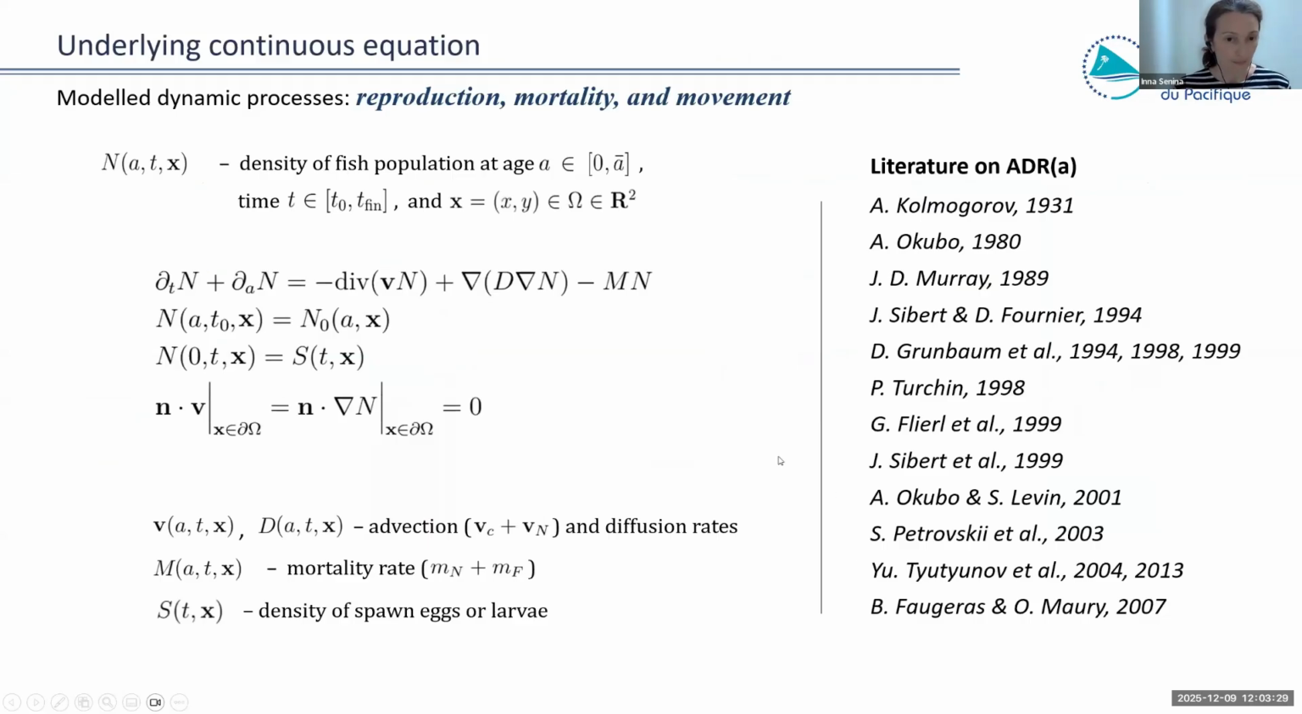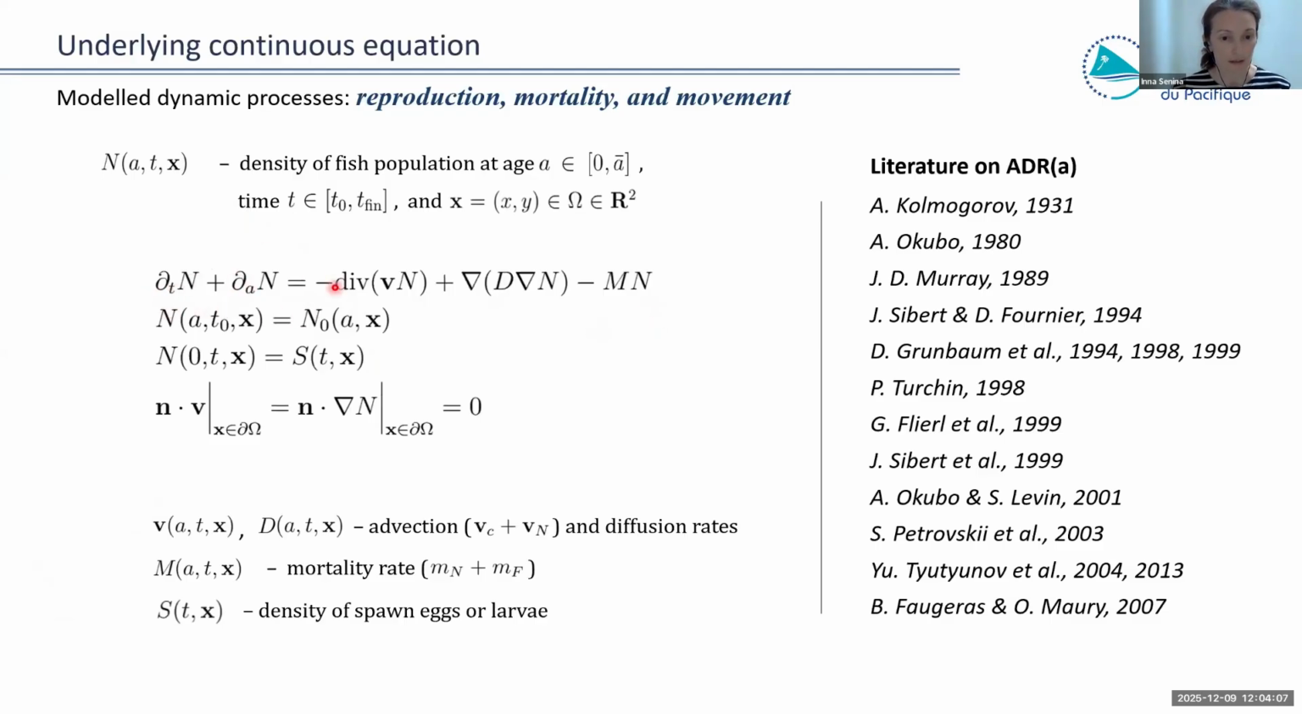So let's dive into the math of the CPDIM, and thanks to James for presenting the basics of the advection diffusion reaction models. So the underlying equation of CPDIM is advection diffusion reaction. This equation describes three dynamic processes: reproduction, mortality, and movement. And it has age structure.